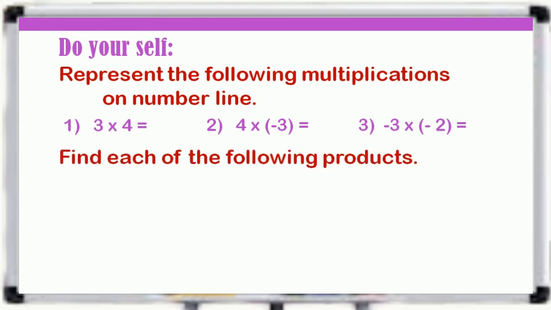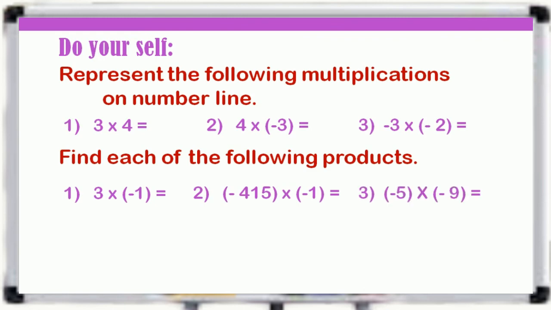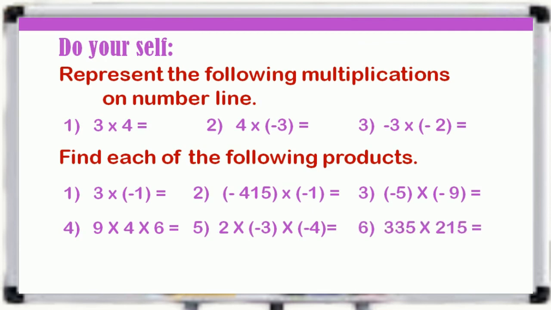Find each of the following products. Question number 1, 3 into minus 1. Question number 2, minus 415 into minus 1. Question number 3, minus 5 into minus 9. Question number 4, 9 into 4 into 6, all positive integers. Question number 5, 2 into minus 3 into minus 4, here 2 negative integers, 1 positive integer. You have to find the product of these three numbers. Question number 3, 335 into 215.